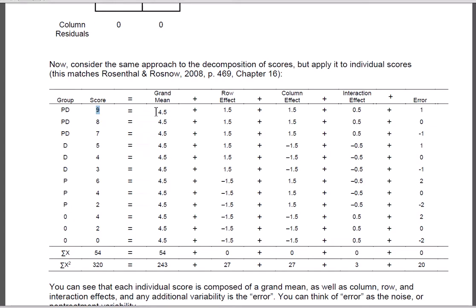And that's really why it's a baseline. You'll have an equal amount of distance in the deviation scores above and below the grand mean overall. When you average them out, they have to add up to 0.